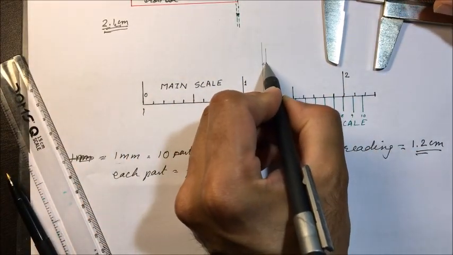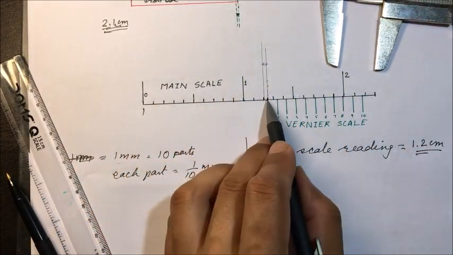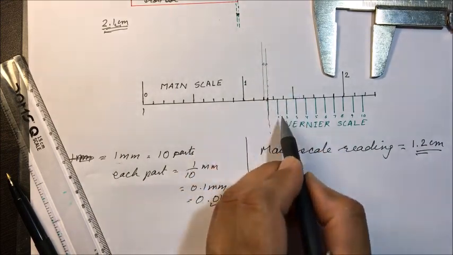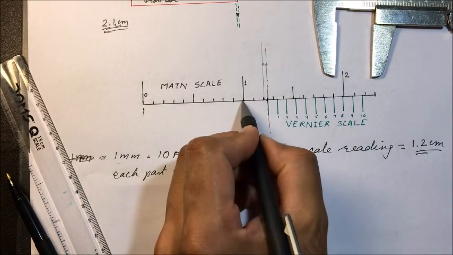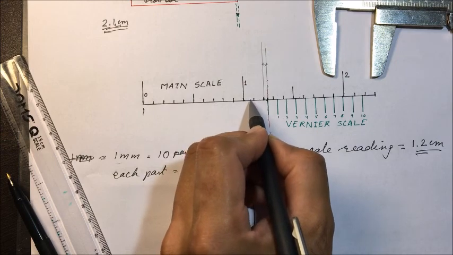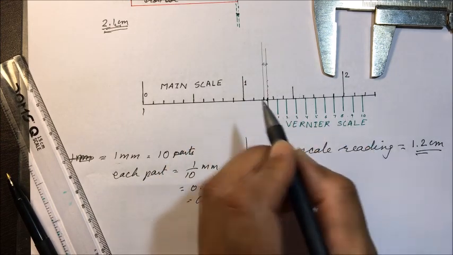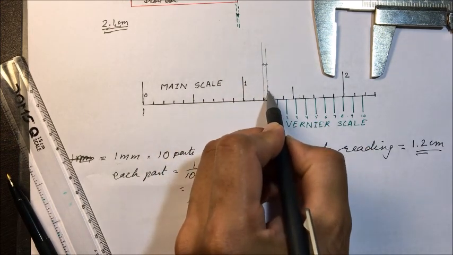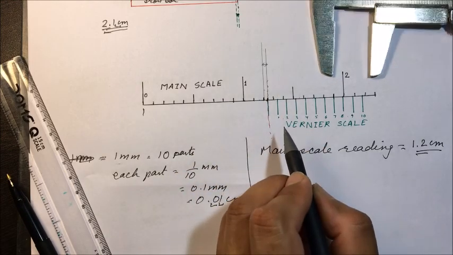This extra length, we cannot make measurement using the main scale. For this, we will require the vernier scale, because 1 mm is divided into 10 equal parts using the vernier scale. So now we will be measuring this extra length. So how are we going to measure the extra length?